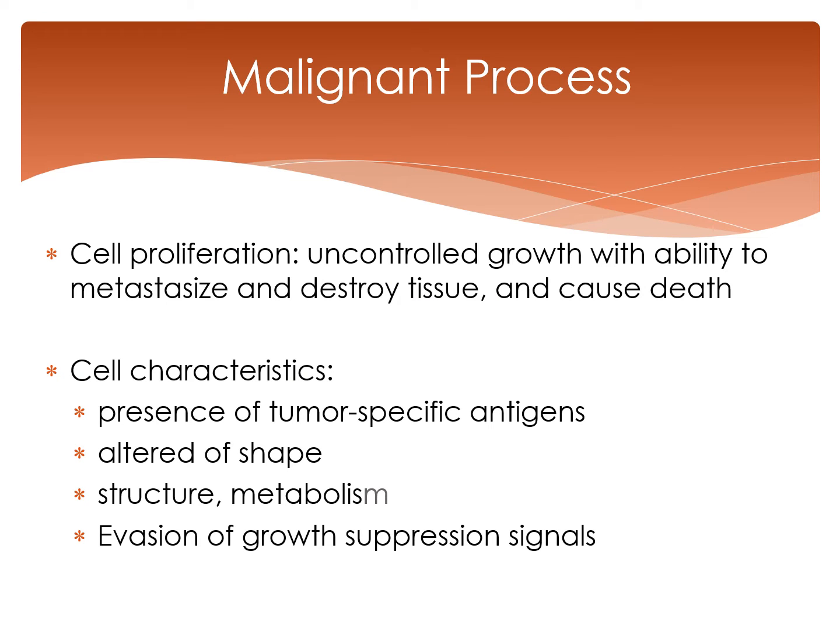The malignant process includes cell proliferation, which is uncontrolled growth with the ability to metastasize and destroy tissue, as you just saw a visual of that, and cause death. Cell characteristics of malignant cells include the presence of tumor-specific antigens, or TSA, altered shape, structure, metabolism, and evasion of growth suppression signals. Or another way of saying that is very quick growth.